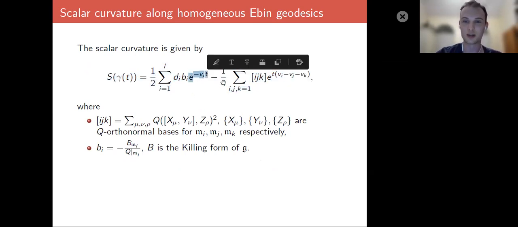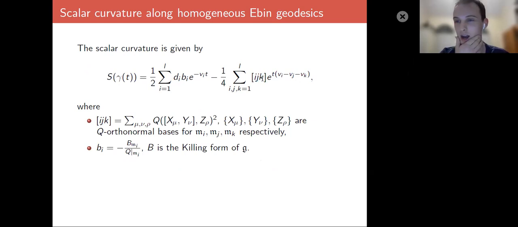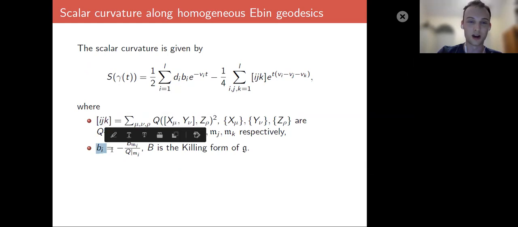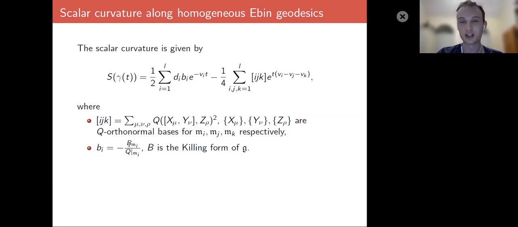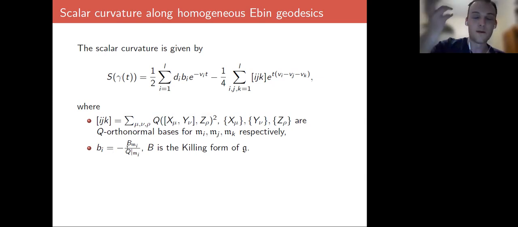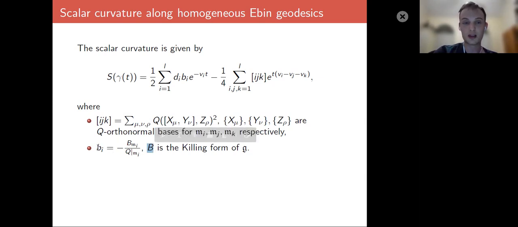It has this form. You've got exponentials of e to the t v, and you've got the dimension of the summands here, and you've also got these numbers b_i and the bracket [ijk]. Now, there's a formula that you can use to find out what these numbers are. So b_i is the ratio of the Killing form of your Lie algebra to Q. Schur's lemma implies that on each irreducible summand, these are always going to be scalar multiples, whatever. The important thing is that for compact Lie algebras, B is going to be negative semi-definite. And so b_i is going to be greater than or equal to 0.